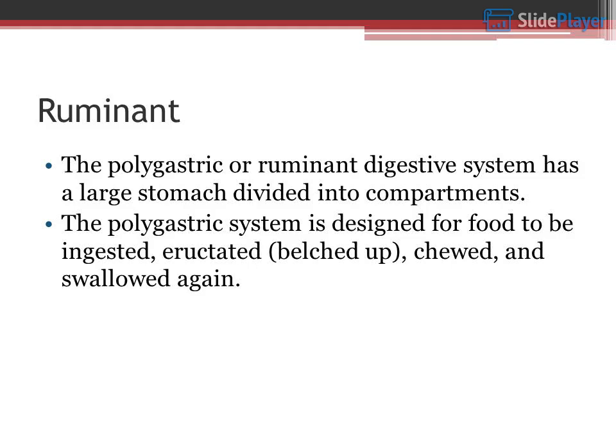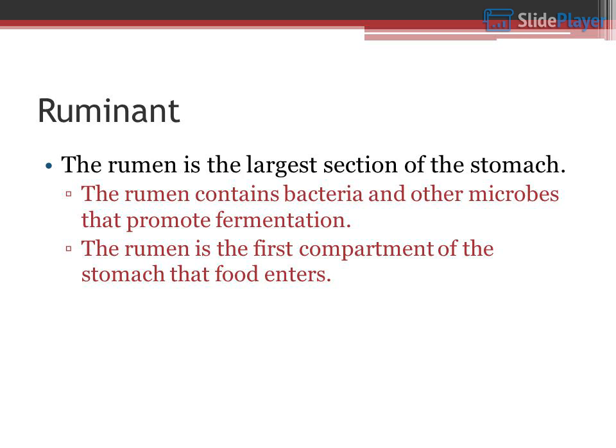Ruminant. The polygastric or ruminant digestive system has a large stomach divided into compartments. The polygastric system is designed for food to be ingested, eructated, belched up, chewed, and swallowed again. The rumen is the largest section of the stomach. The rumen contains bacteria and other microbes that promote fermentation. The rumen is the first compartment of the stomach that food enters.